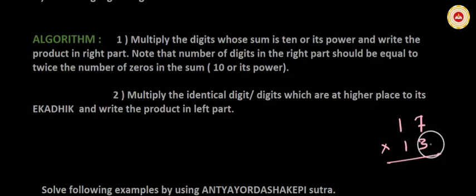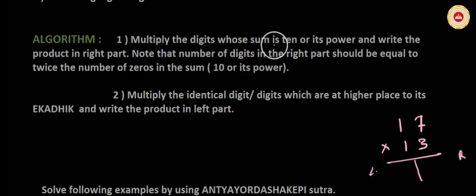See, the first condition is satisfied, 7 plus 3 is 10, and the second condition is also satisfied because the higher place digits in both of these numbers are identical. There is 1 in the tens place of the multiplicand, that is 17, and there is 1 in the tens place of the multiplier, that is 13. So we are going to write the answer in two parts. See, this is the right part and this is the left part, correct?